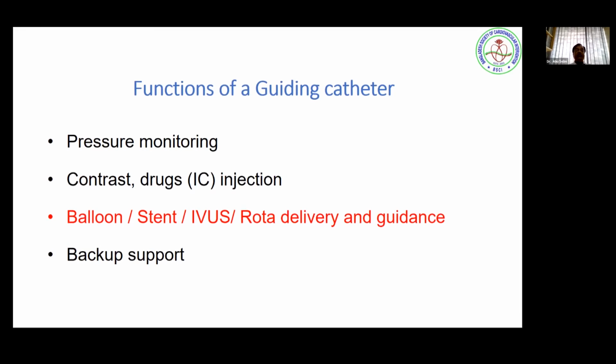For the functions of the guide catheter, I already discussed the functions of the diagnostic catheter. The only difference with the guide catheter is that we have to support and pass the balloon, stent, IVUS, rotor, delivery, and different devices. All devices are delivered through the guide catheter. That is the most important thing that makes the difference. It differs from the diagnostic catheter. So you have to deliver all your hardware for intervention through the guide catheter. So selection of the guide catheter, especially for coronary intervention, is very, very important.